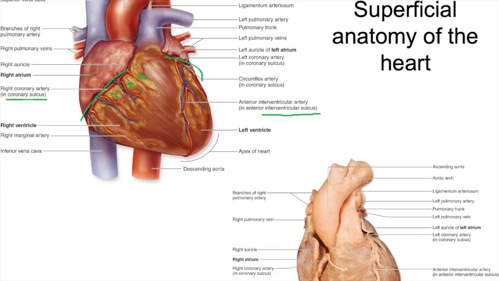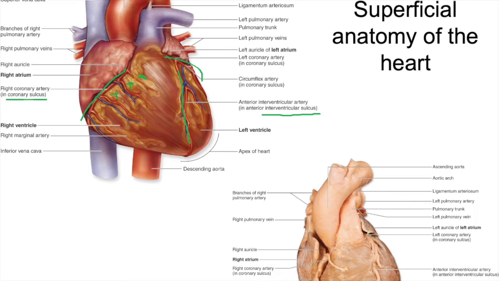And then we have the interventricular sulcus. It's easier to remember because it's interventricular, which means between the ventricles. So we have this deep groove found between the ventricles. And again, we have vessels found here.